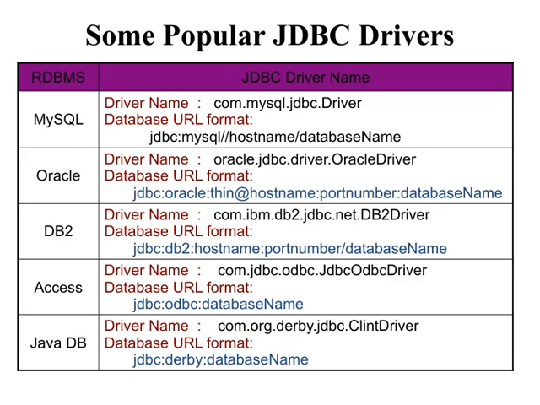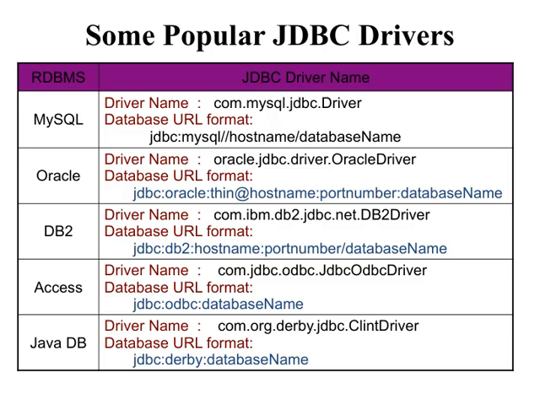This format is slightly different, emphasizing the thin driver. Moving on to DB2, the driver name is com.ibm.db2.jdbc.net.DB2Driver with a URL like jdbc:db2://hostname:port number/database name. For Microsoft Access, we often use the JDBC-ODBC driver with a URL such as jdbc:odbc:database name.